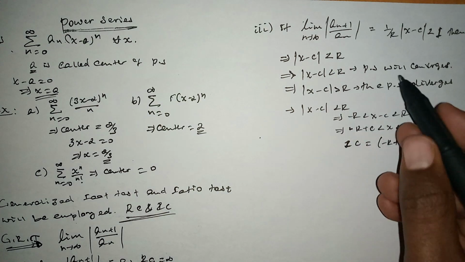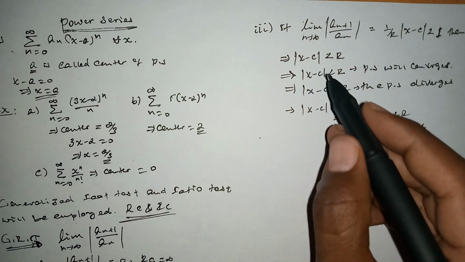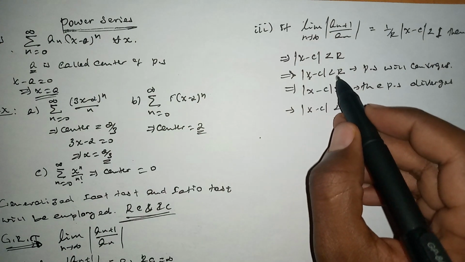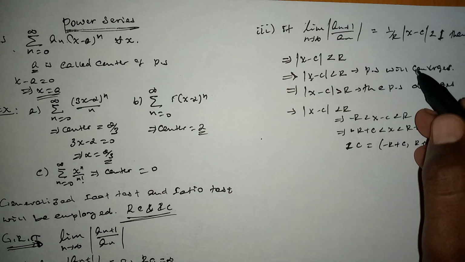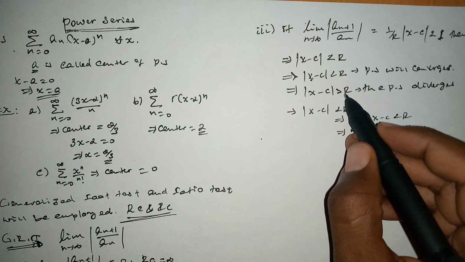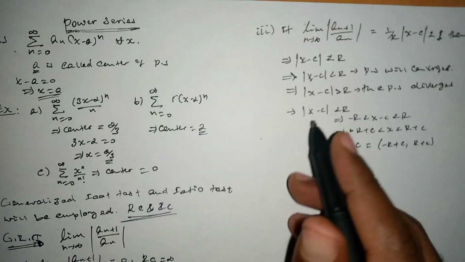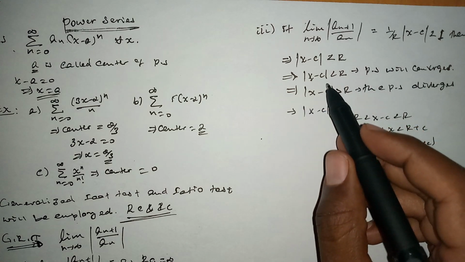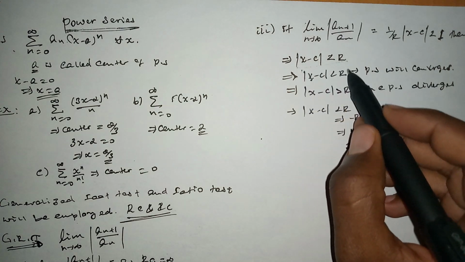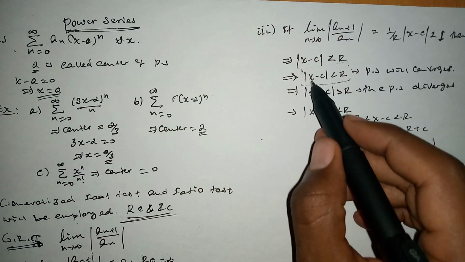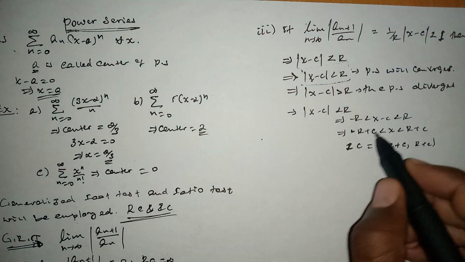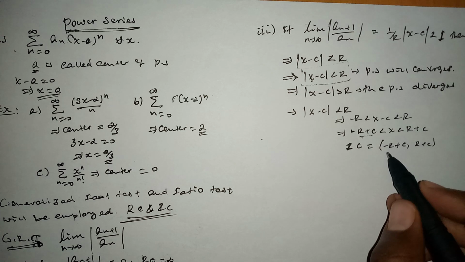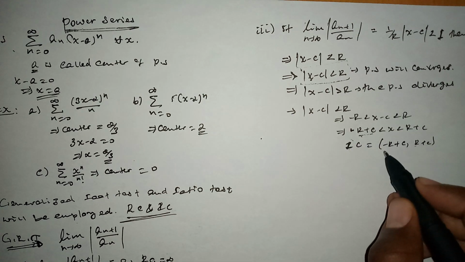In our initial cases, we have seen if absolute value of x minus c is less than r, the power series converges. But if absolute value of x minus c is greater than r, the power series diverges. So since we are looking for the radius of convergence and the interval of convergence of the given series, we have to consider this part. And by considering this part, we have two results, minus r plus c and r plus c. So the interval of convergence becomes this part.